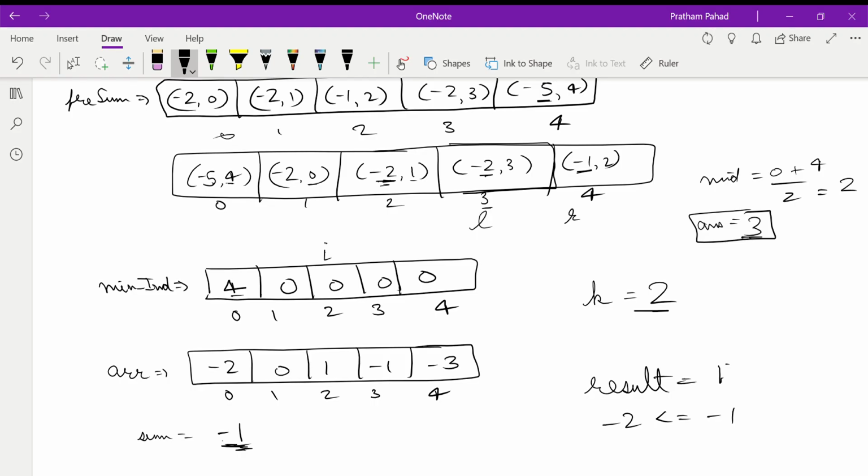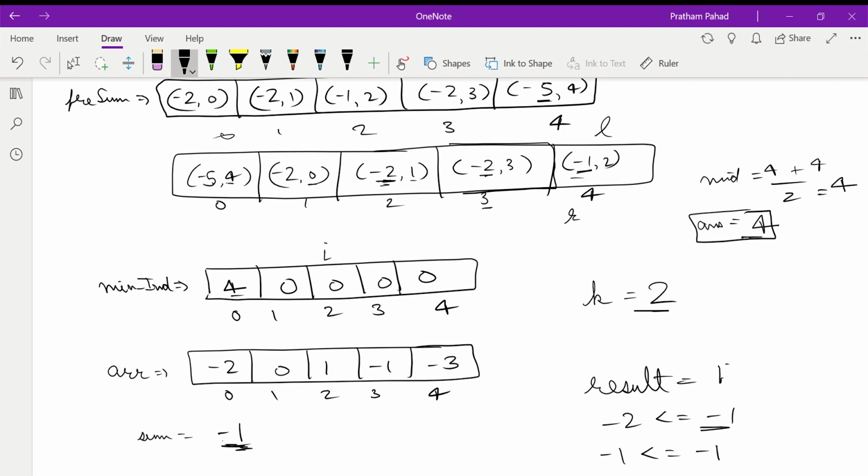Again we'll find the mid. 4 plus 3 is 7, by 2, which is 3. Check if it is less than or equal to minus 1 or not. Yes, it is. So do low equals mid plus 1. Again low equals 4, mid equals 4 plus 4 by 2, which will be 4 only. Check if the value is less than or equal to your sum or not. Yes, it is. So the answer will update to 4.